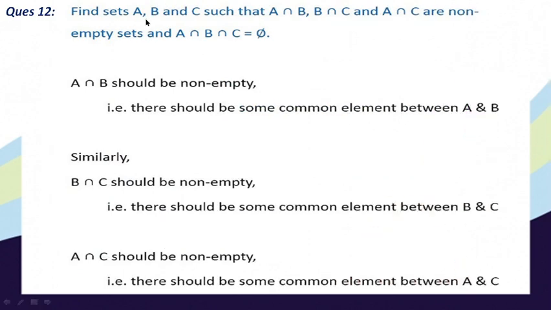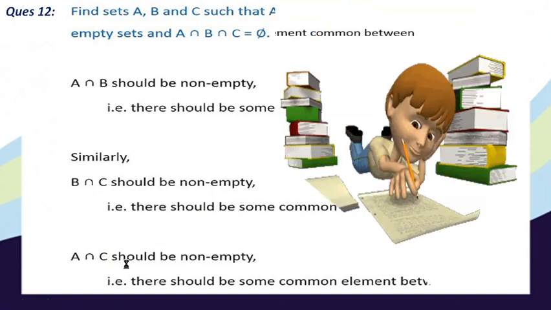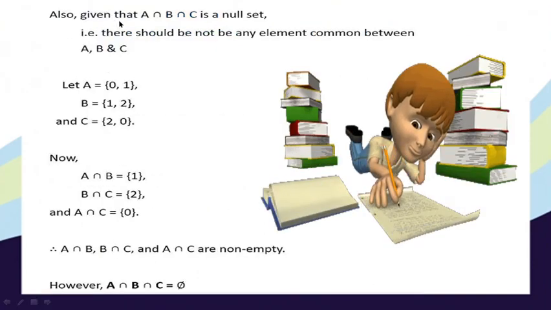Question number 12: we have to find sets A, B and C such that A intersection B, B intersection C and A intersection C are non-empty sets, but the intersection of all three sets should be empty. A intersection B should be non-empty, which means there should be some common element between A and B. Same thing for B and C, and same thing for A and C. Now it is given that the intersection of all three sets should be a null set.